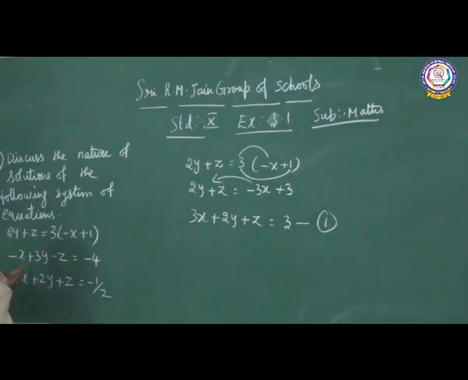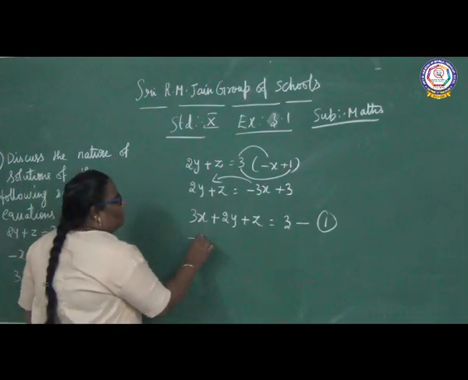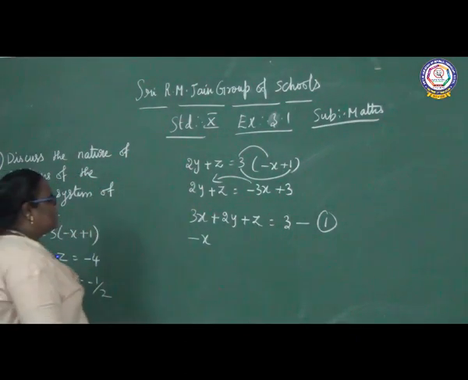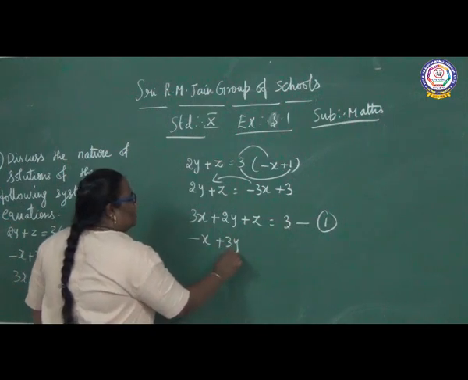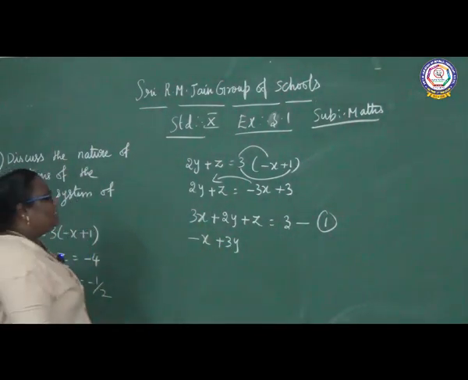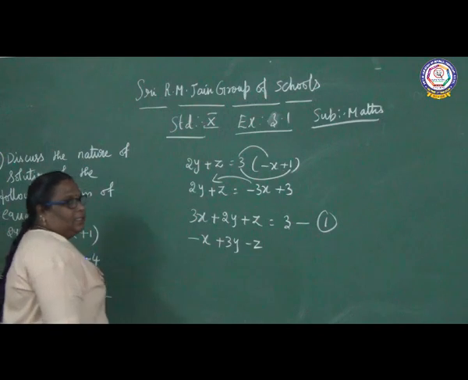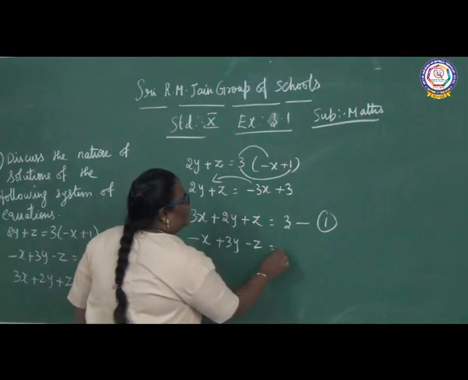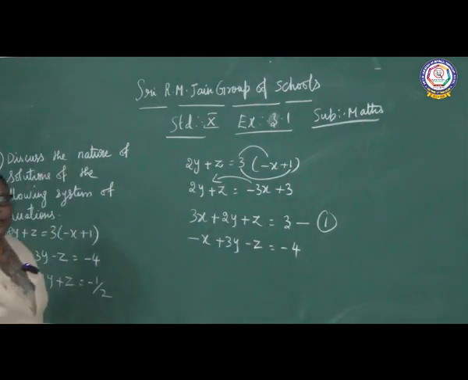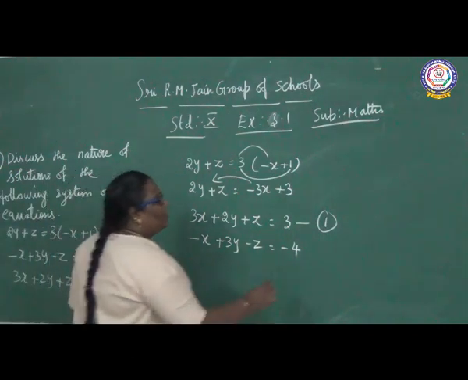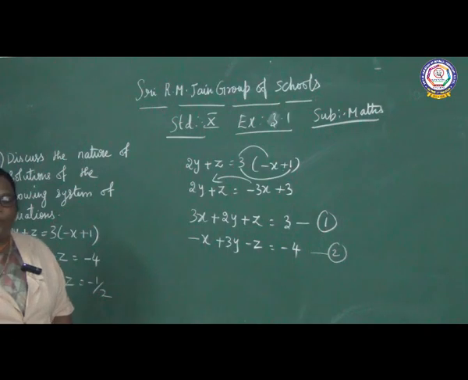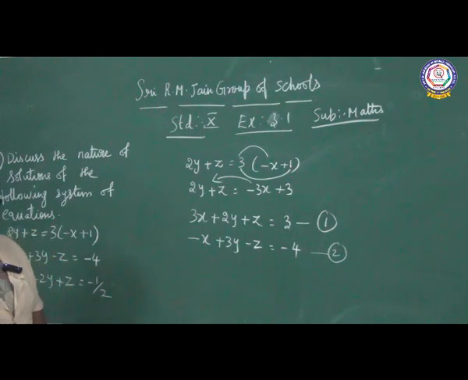See the second equation. What is the second equation? Minus x plus 3y minus z equal to minus 4. You can take it as the second equation.